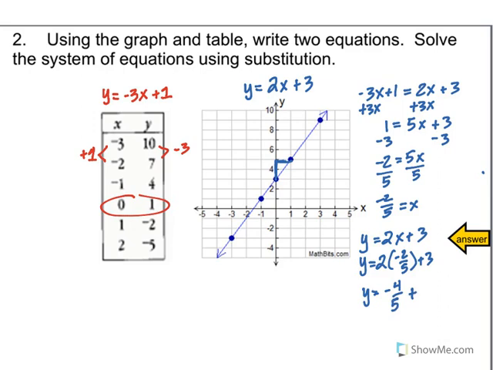plus, and I can't add 3 to the fraction, so I'm going to change 3, which is 3 over 1, so that it has a common denominator. 5 would be the common denominator, so this would be 15 over 5. And then y equals, well, negative 4 plus 15 is 11 over 5. And so my x is negative 2/5. My y is 11/5. And it's okay to have fractions.